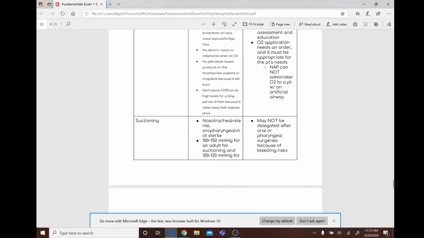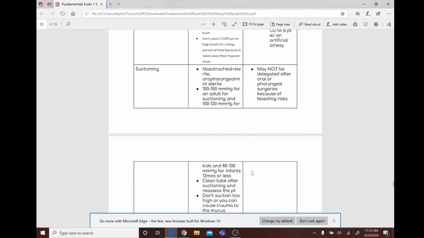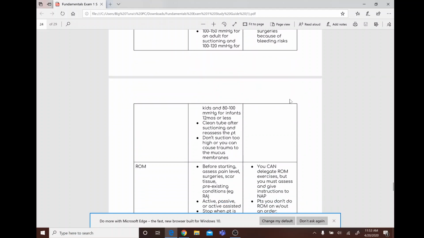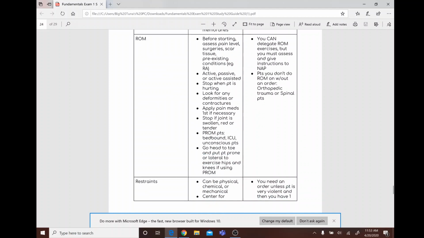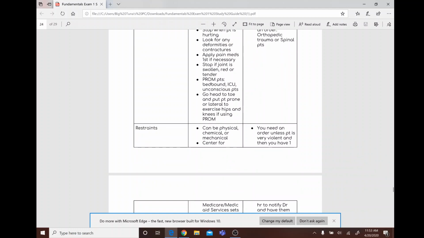All right. Nasotracheal or oropharyngeal, which is sterile? Nasotracheal. What's the suctioning amount for adults? 100 to 150. What about for kids? 100 to 120. And infants? 80 to 100. That's for 1 year or less. What types of patients can we not delegate suctioning to? Patients that had oral or pharyngeal surgeries because of risk of bleeding. Who do we not do range of motion on without an order? Orthopedic trauma or spinal patients.